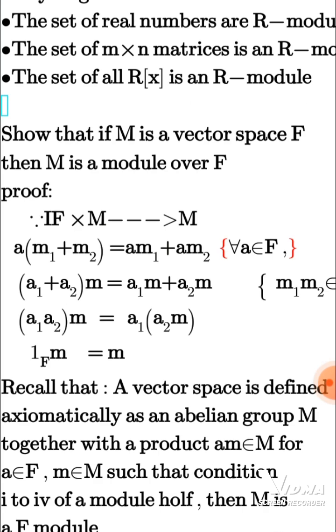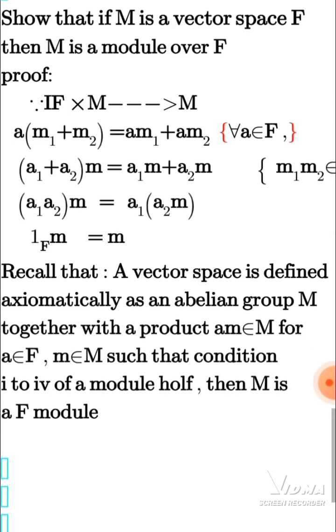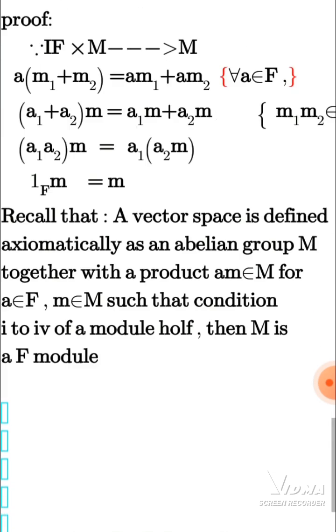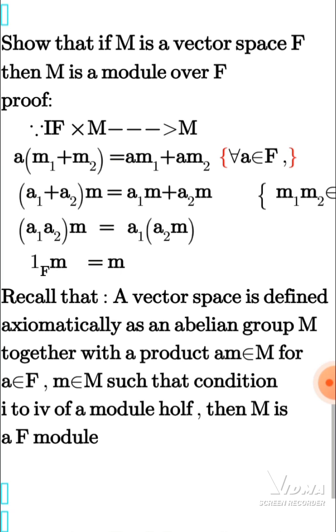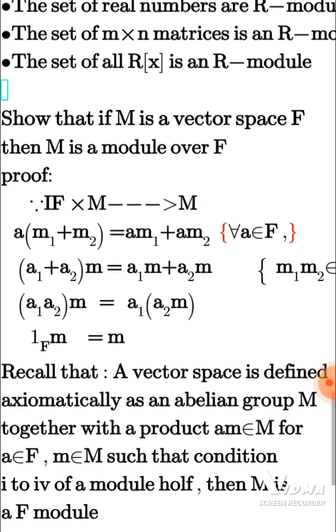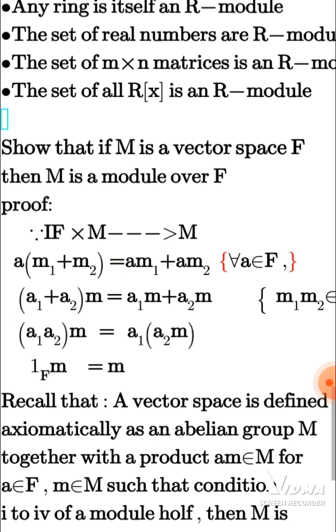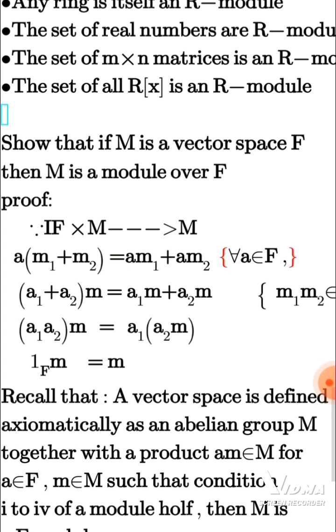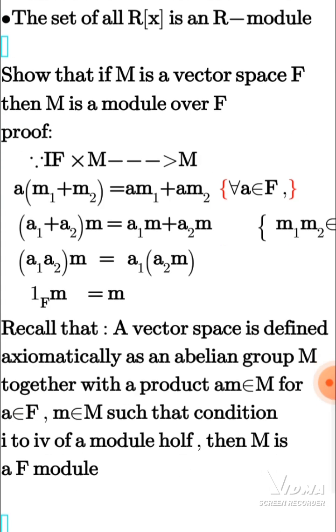So if you are asked to show that M is a vector space, what they ask you to do is just to write out the axioms. Recall that a vector space is defined axiomatically as an abelian group together with a product a·m in M, for a in F, m in M, such that those conditions hold. So nothing changes when you are asked to show that M is a vector space over F; you just write out the axioms and the recall.